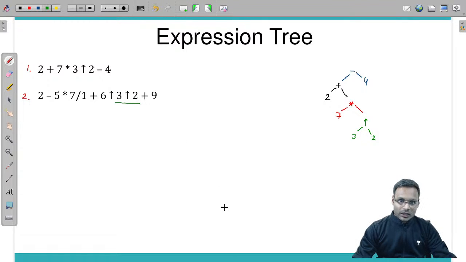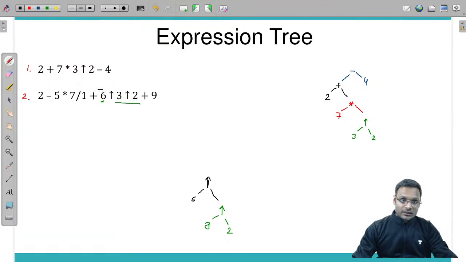3 exponent 2. Let's do that. For exponent, left side is 3, right side is 2. Done. Now you need to solve the next exponent. For this next exponent, left operand is 6, right operand is the result of 3 exponent 2. So for this exponent, left operand is 6, right operand is the result of this sub expression.